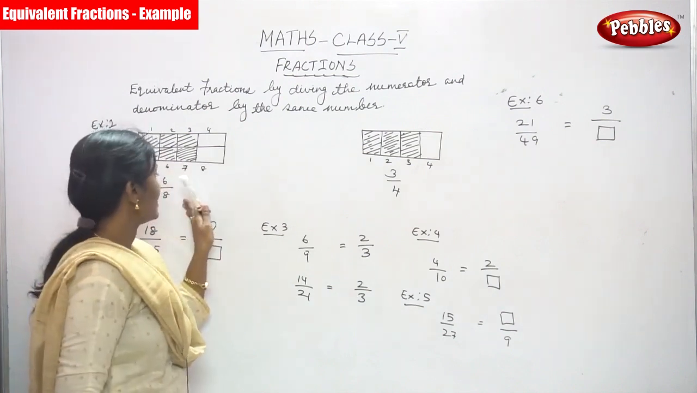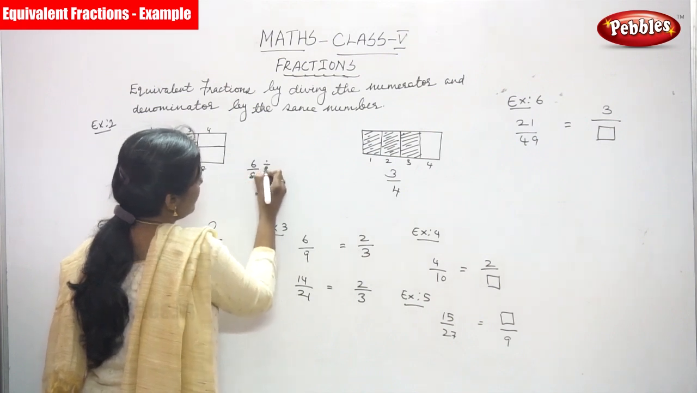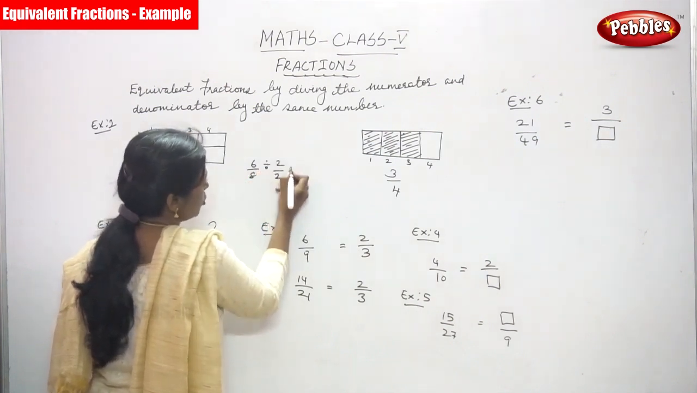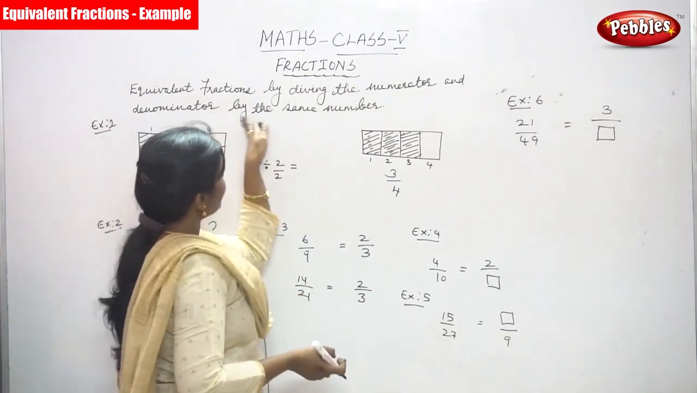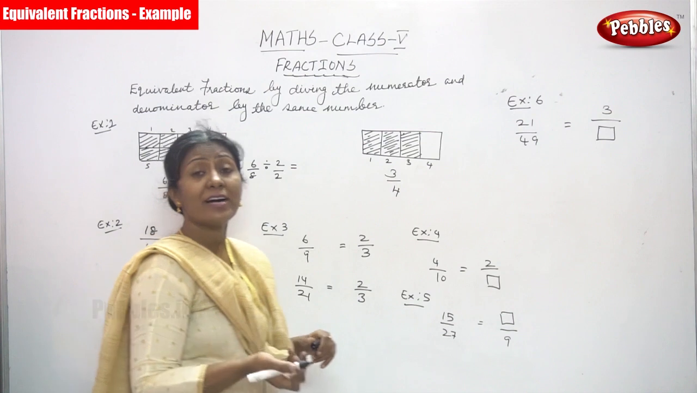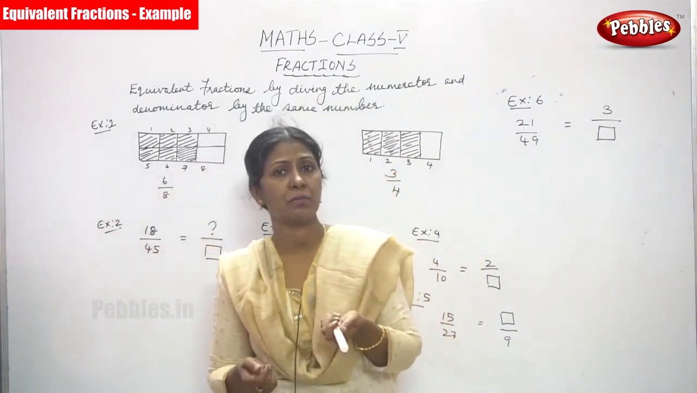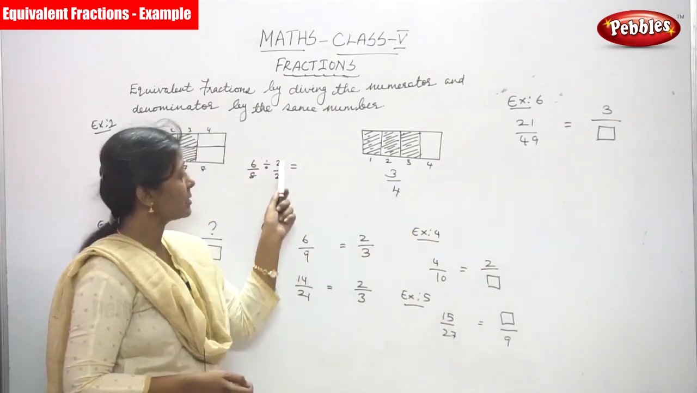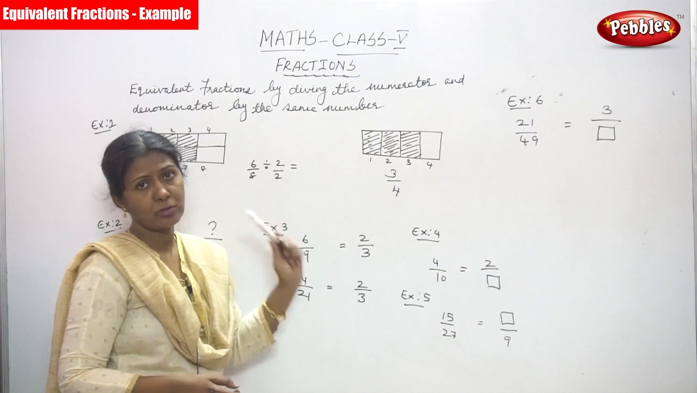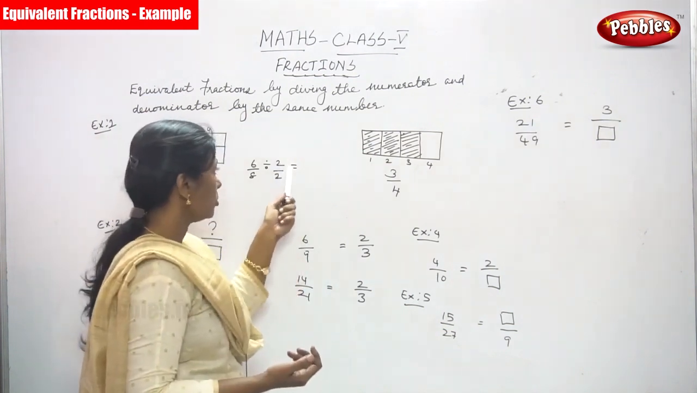Then after that, 6 by 8 is divided by 2. Here also 2. So I've told you, equivalent fraction means dividing the numerator and the denominator by the same number. So I take one particular number, it is 2. This is the number 2 I am going to take.